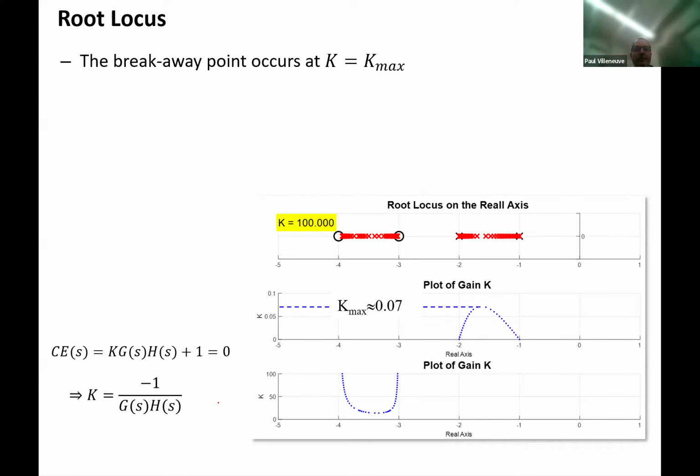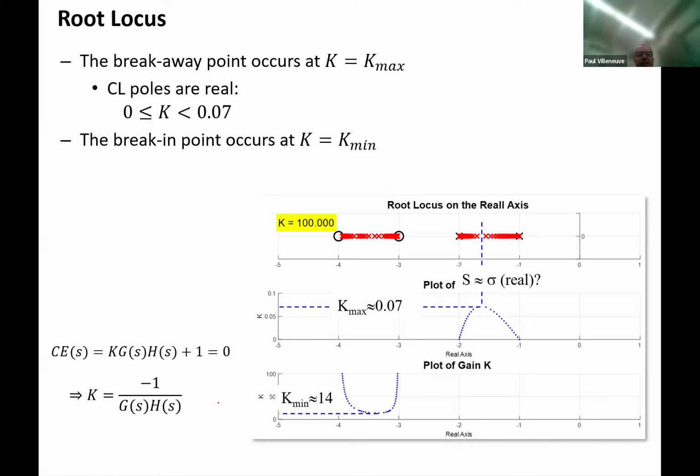Just a summary here, right? Our breakaway point occurs when k is equal to k max, and then our break-in point occurs when k is equal to our minimum k, at least in terms of those plots.